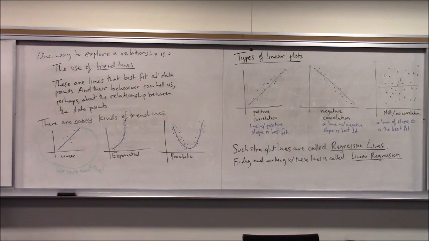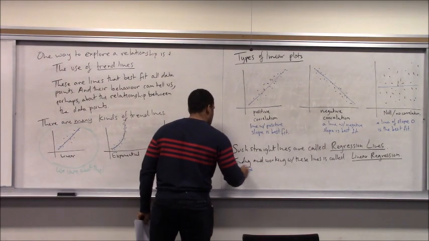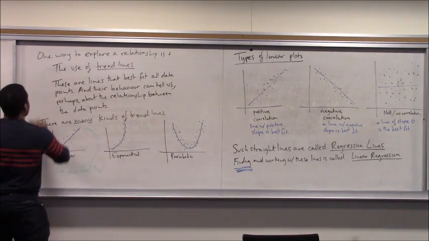Now, it turns out we have some formulas here. Finding the equation of the line is going to be important. Right? So we want to be able to actually find the equation so we can talk about a very specific numerical relationship.